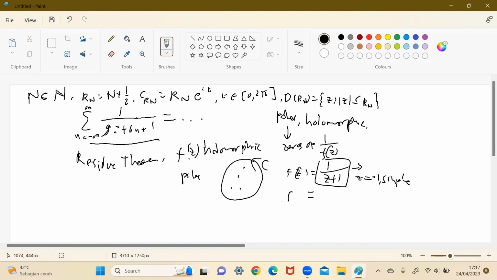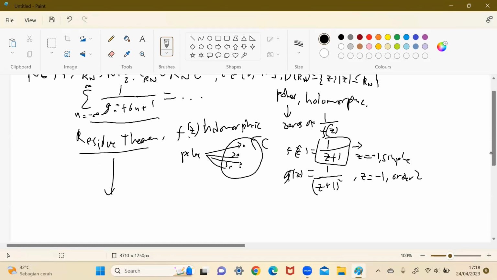If I were to have another function, say g(z) equals 1 over (z plus 1) squared, then z equals -1 is also a pole of g(z), but this time it is not simple, rather it is an order 2 pole, a pole of order 2. Now we've got that out of the way. So if there are a whole bunch of poles of f(z) enclosed within the contour C, so here are the poles, then the residue theorem states that this equation holds.